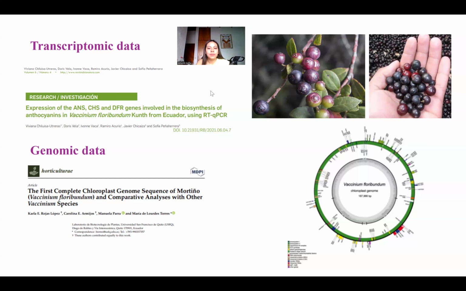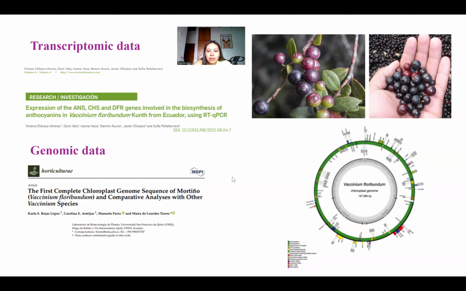Okay, about the resources that I found. Sincerely, there are not many genomic, transcriptomic, and metabolomic resources for this species. However, I found the following. About transcriptomic data, I found one publication in 2021. They compared the expression level between genes, and many enzymes, structural genes, and regulatory elements such as transcription factors involved in anthocyanin biosynthesis have been observed.